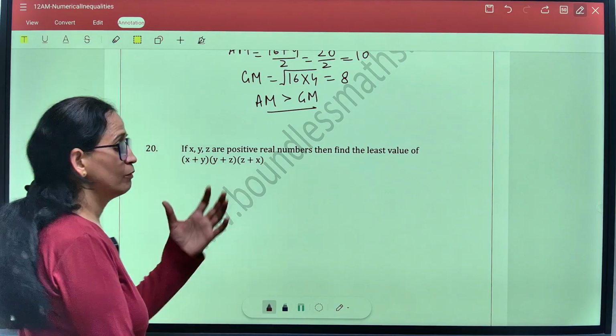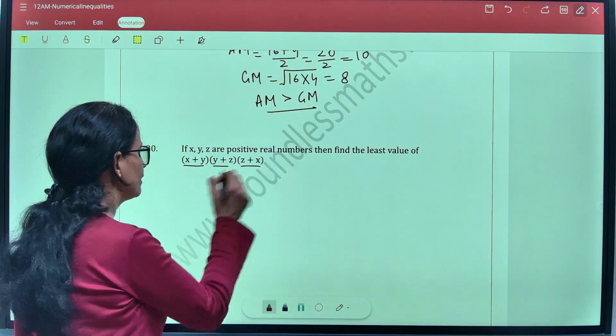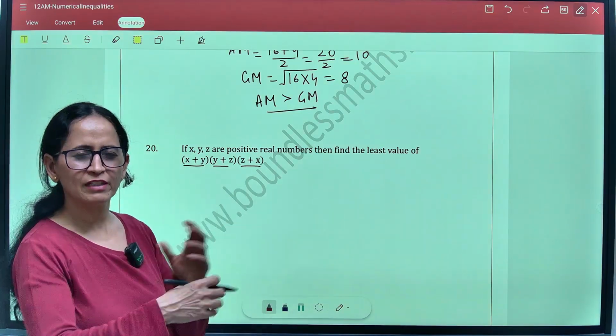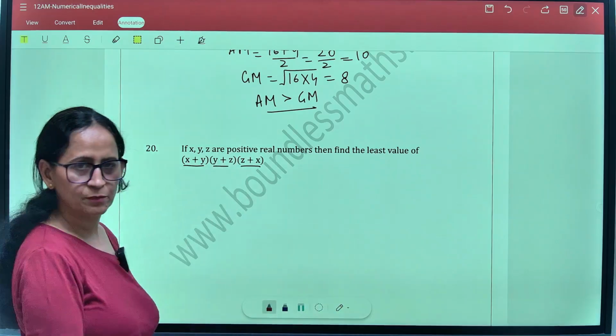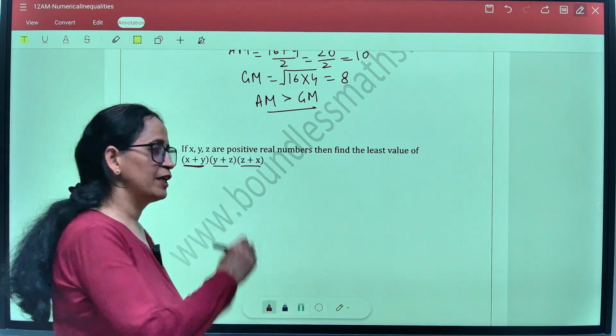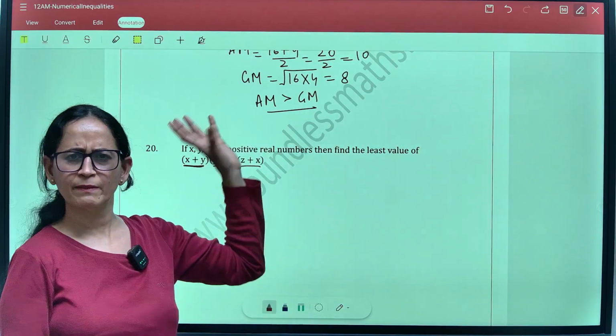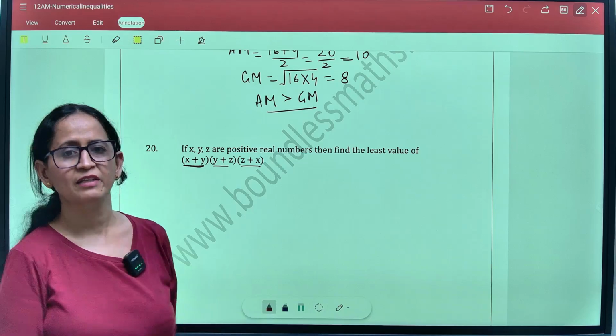Next question, if x, y, z are positive real numbers, then find the least value of the given expression. Now, if you have such a question, always think of what these products are representing. How can you derive expressions and create the entire expression that is given to you in the question. So x plus y, if I try to relate the arithmetic mean of x and y with the geometric mean, I might get something for x plus y. Similarly, y plus z and z plus x.